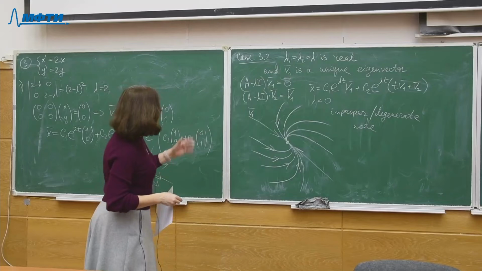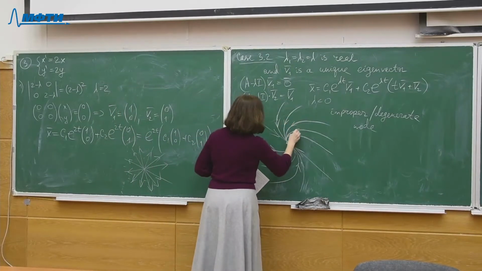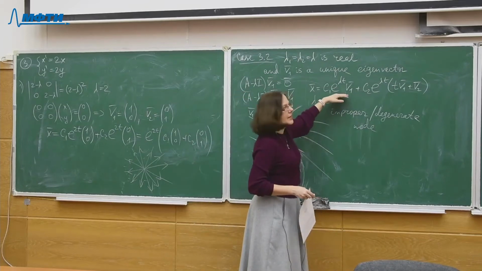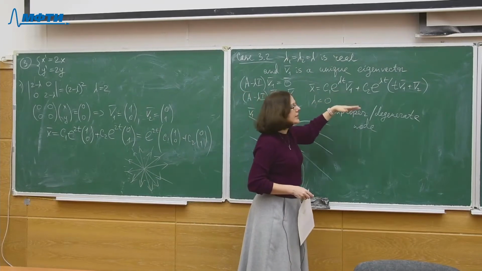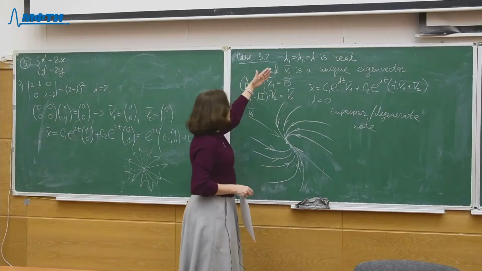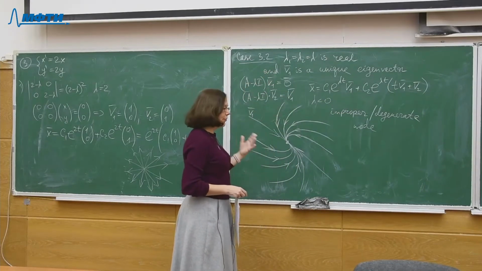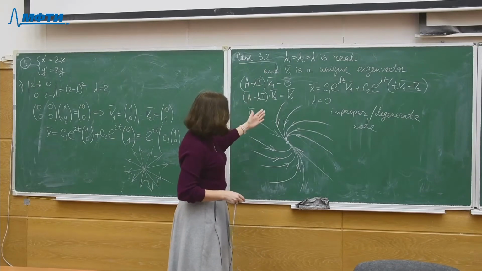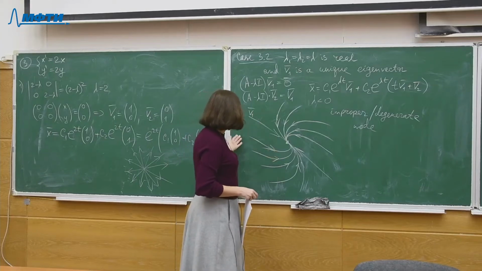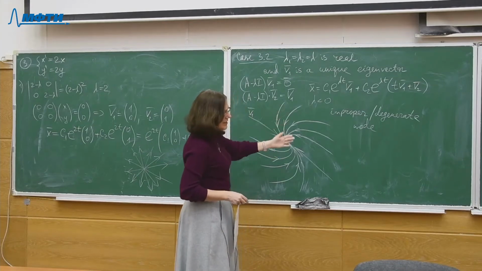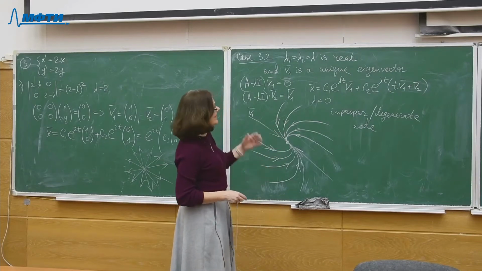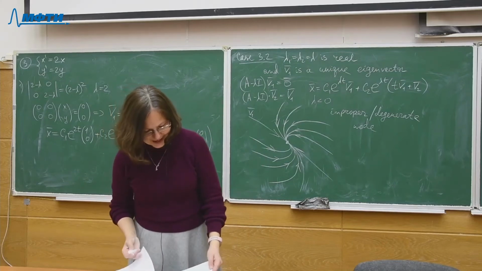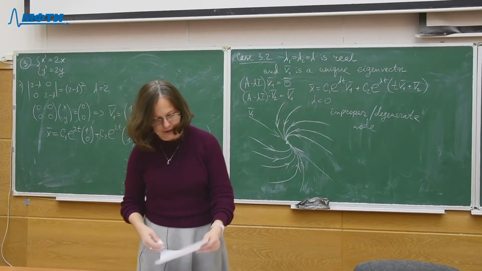So I will not give examples concerned with this case because we didn't discuss the solution. We did not study this case in detail when we tried to solve linear systems. So you should be aware of this case. You should know that it exists, but we will move further. Next, we will consider complex eigenvalues.